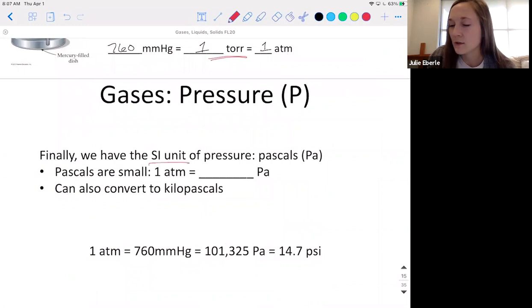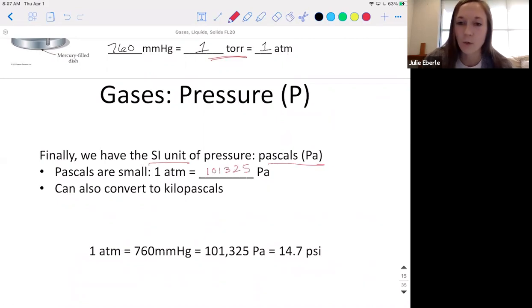This is the SI unit. So remember, there's an International System of Units, and the purpose for that is articles and research in medicine. It's nice to have an international system where all countries agree on the size of certain units. So that is the Pascal. It's called the Pascal, Pa. So 1 ATM is... pascals are really, really, really small.